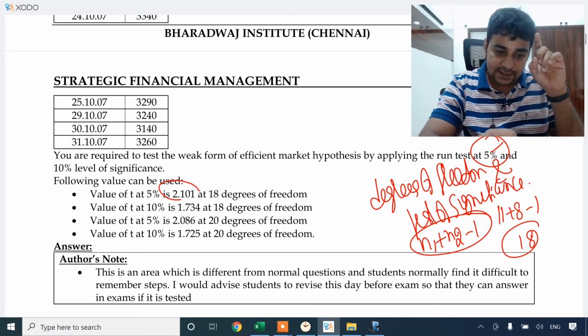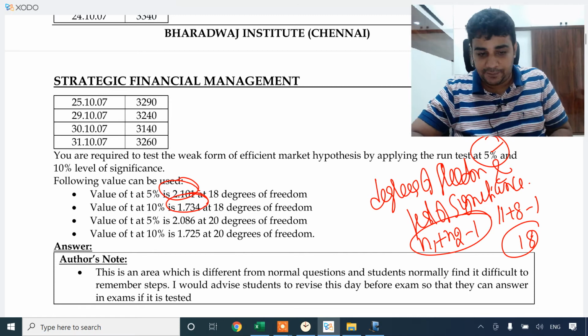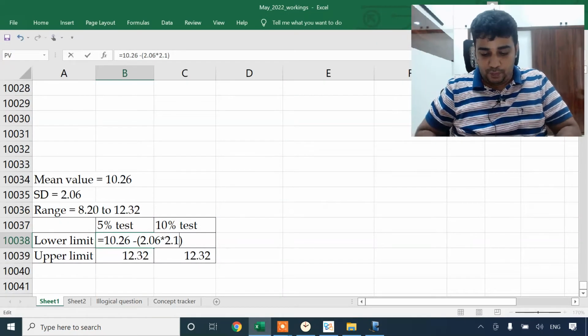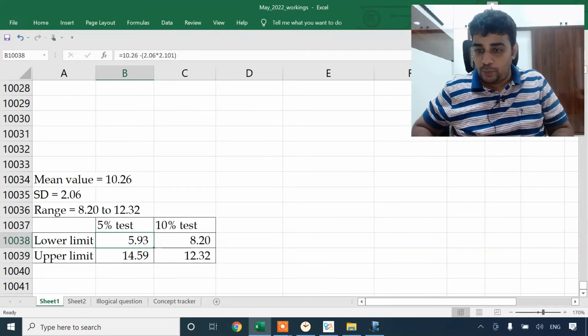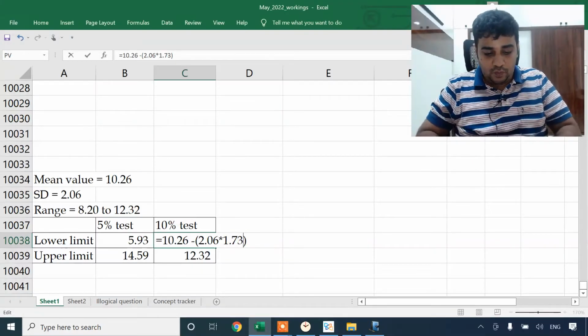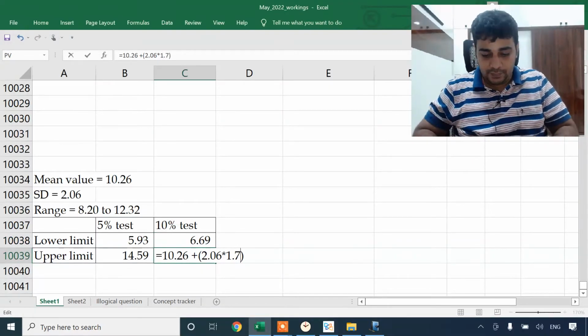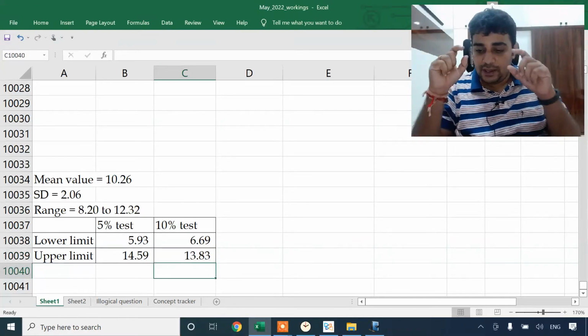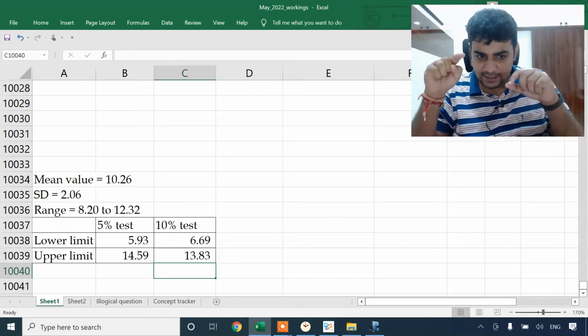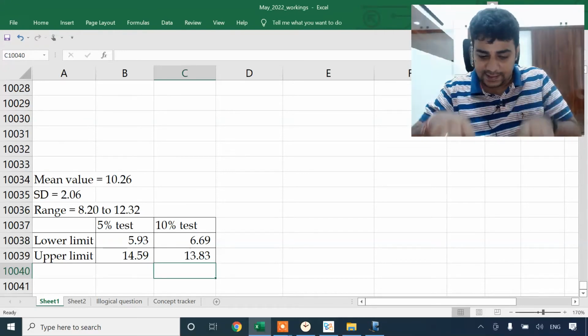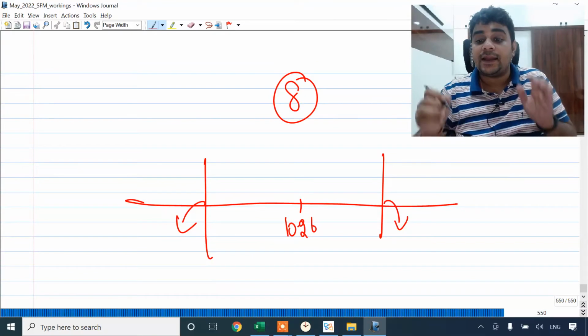For 5% this is the value, for 10% this is the value, for 18 degrees of freedom. So 2.101 is the multiplier, and this side 1.734. We have an R value which has been calculated, and the R value was 8, which is within this limit. If it's within the limit, the market is efficient.